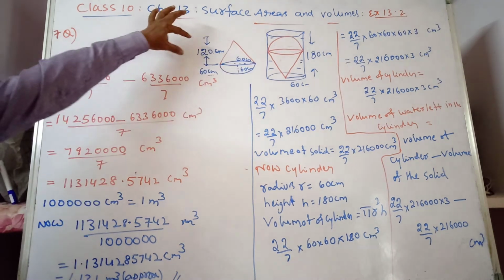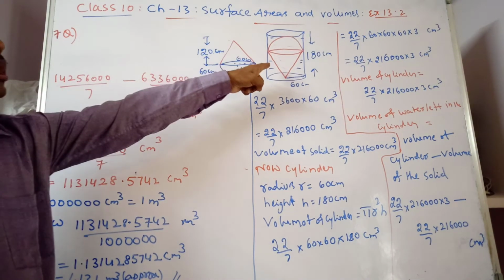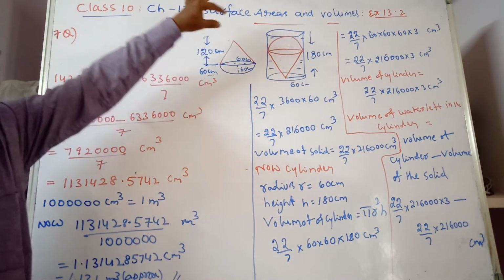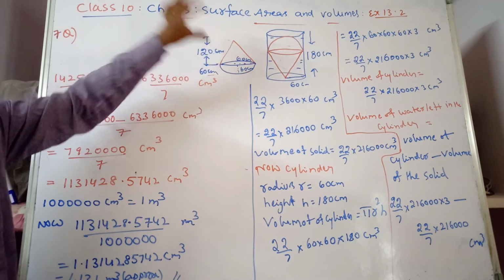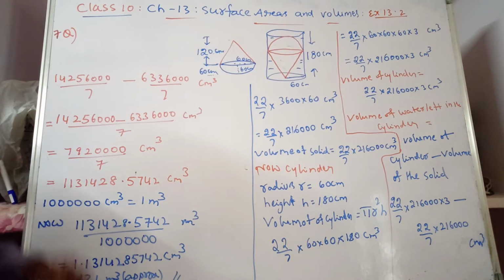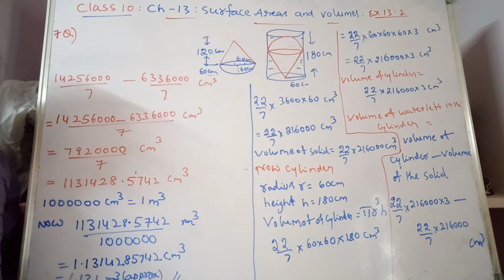So we are finding first volume of the solid, then volume of the cylinder. Here solid means cone plus hemisphere. Then subtraction of both the volumes we are obtaining and converting the volume into meter cube. I hope you understood. Is it clear?